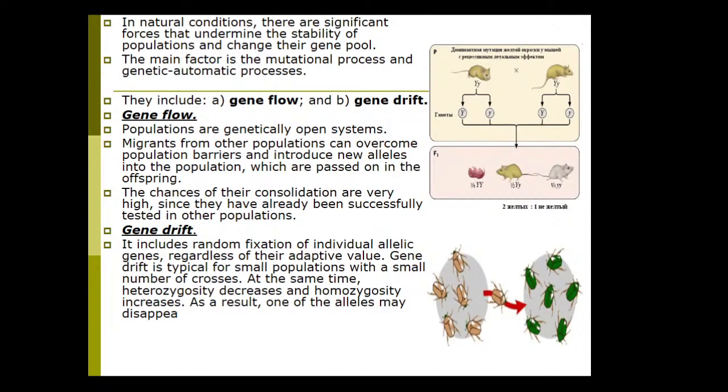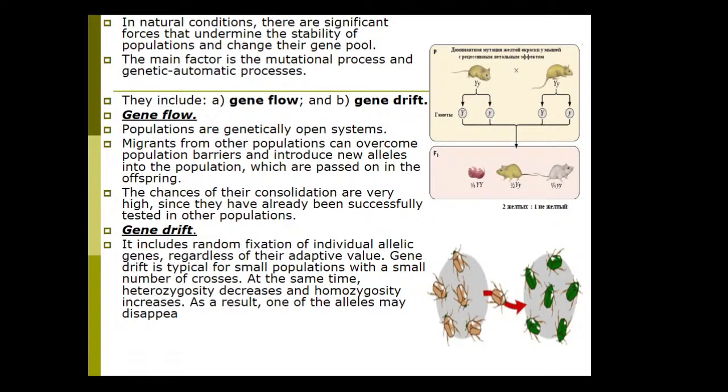Migrations from other populations can overcome population barriers and introduce new alleles into the population, which are passed on in the offspring. The chances of their consolidation are very high, since they have already been successfully tested in other populations.